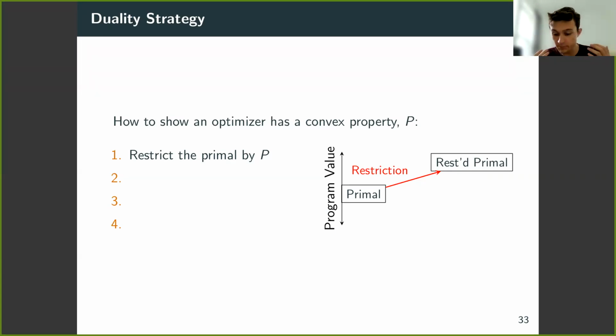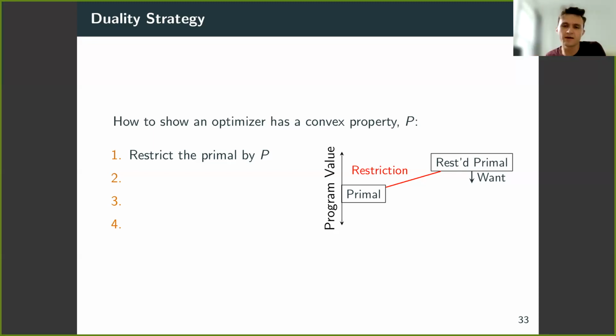So the idea is, suppose you've got some convex optimization problem. You want to show that it satisfies a property. Well, a thing you might do is restrict your convex optimization problem to have that property, and then try to solve it, right? And you try to show that the restricted primal has the same value as your primal. That's the setup we at least have.